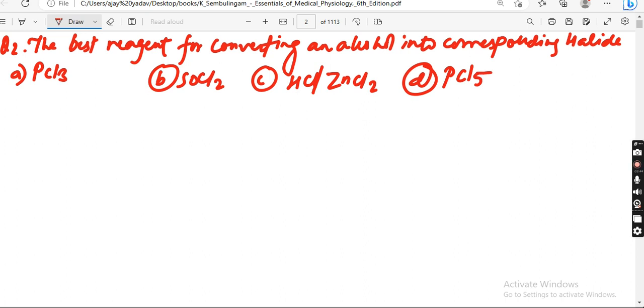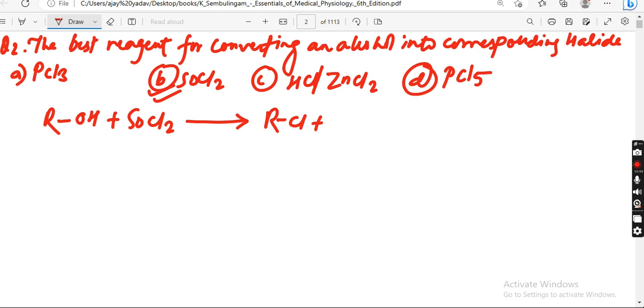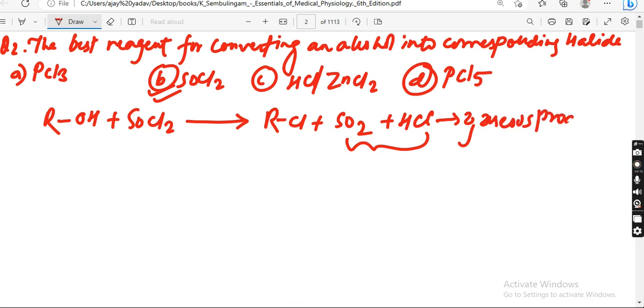Okay, so when we use SOCl2 with ROH, this gives RCl plus SO2 plus HCl. These two were gaseous products, and they can be easily separated from RCl by the process of distillation. So this is the best method to prepare alkyl halide from the alcohol.